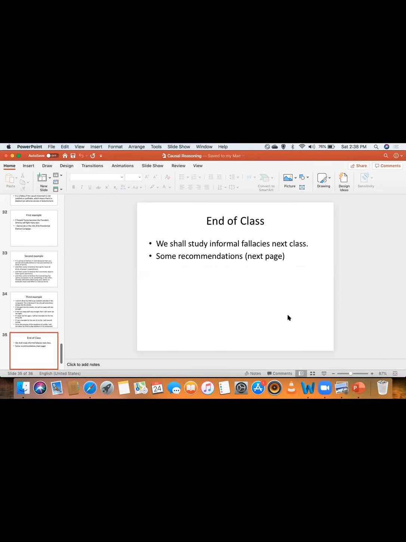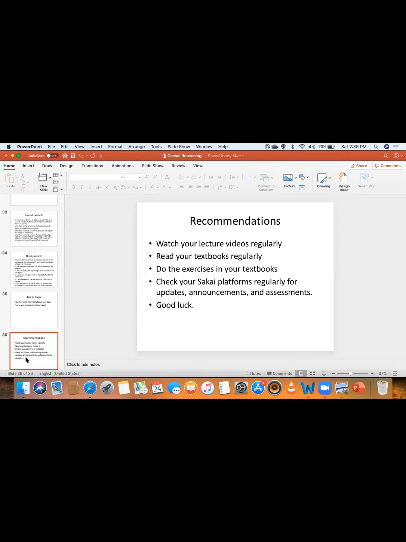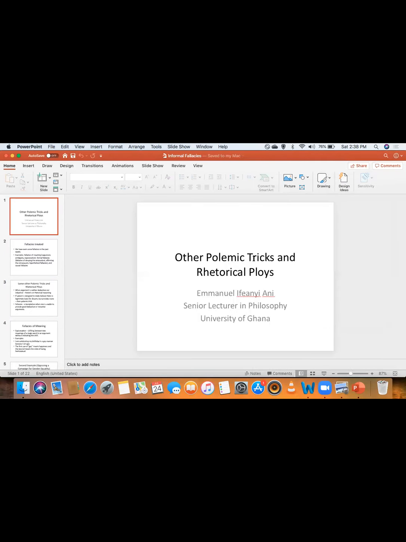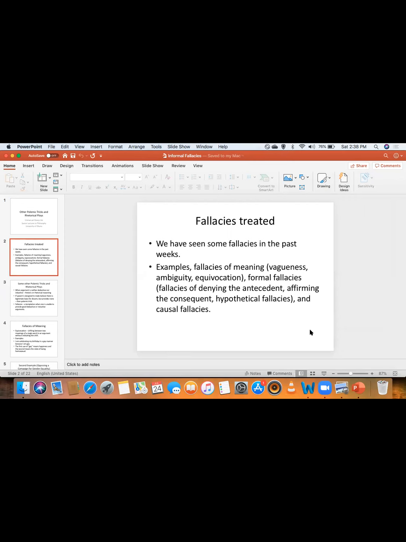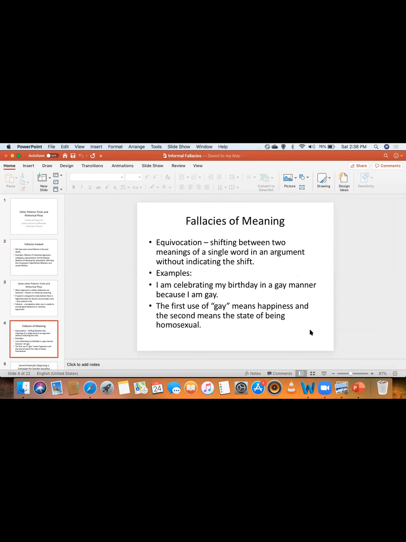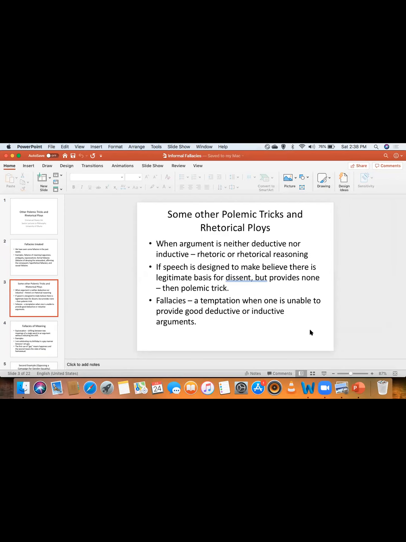And I think that was the last thing we did for that class. After that, we went to informal fallacies. So by the time we started doing informal fallacies, we had already seen many other fallacies. We saw fallacies of meaning, we saw formal fallacies, fallacies of denying the antecedent, affirming the consequent, hypothetical fallacies, and then we also saw causal fallacies. Now, we wanted to do some other kinds of fallacies, but first of all, we wanted to make comments about some of the fallacies we already did.